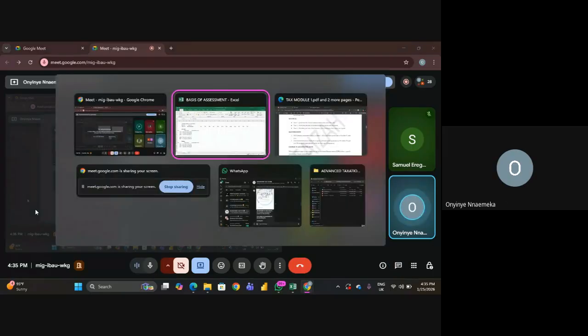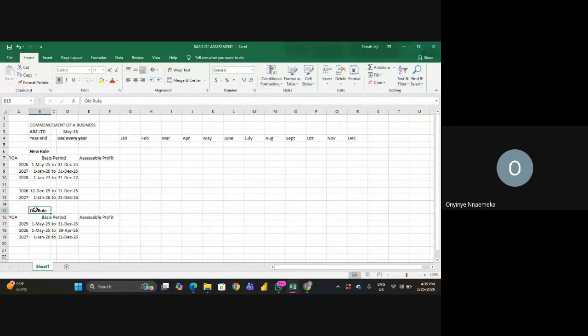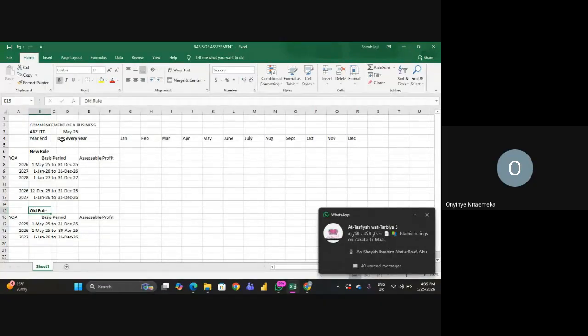So what the year 3 old rule is saying is that you follow the preceding year basis. That's the rule for year 3. And to follow the preceding year basis, you need to know the accounting date of the firm. In your question, they will not give you accounting, though I doubt basis of assessment will come out for advanced people. You have too many questions, but you just need to know it.